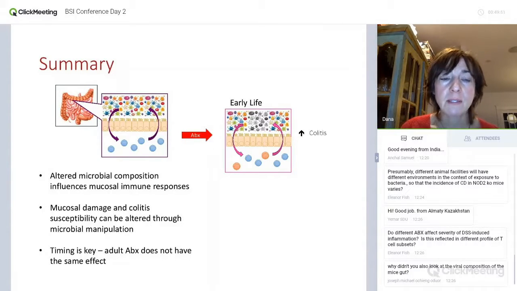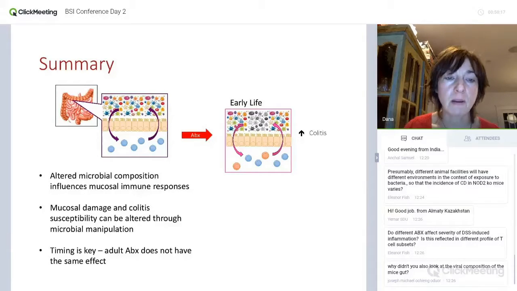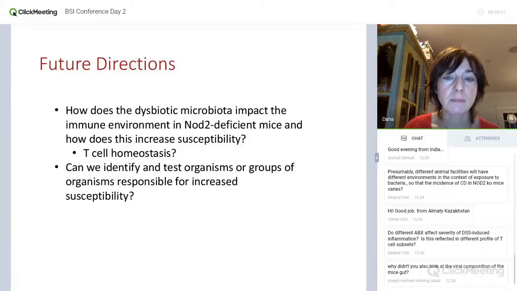Mucosal damage and colitis can be altered through microbial manipulation. And something I didn't mention, but the timing of the antibiotic treatment is really key, because if we did the same experiments in adults, so adult treated with antibiotics, we did not see the same effect. So it's really a particular time point within that neonatal period where the microbiota is less resilient. So if you have antibiotics during that period, the microbes have a hard time coming back to normal. And we think that this is important for driving colitis.